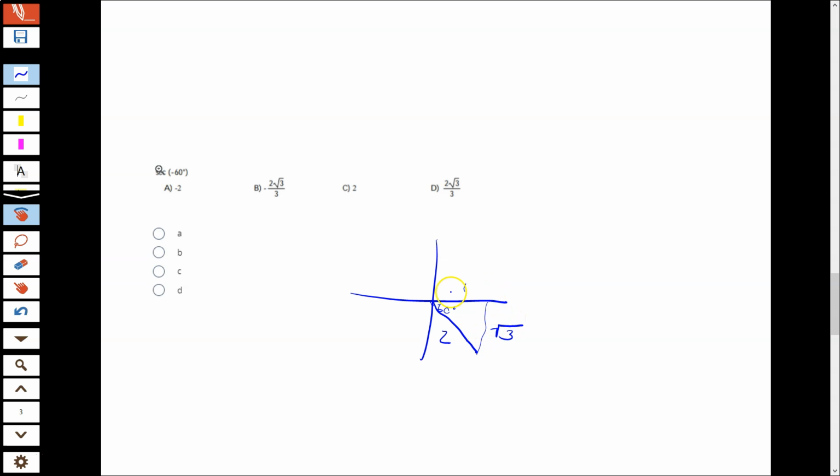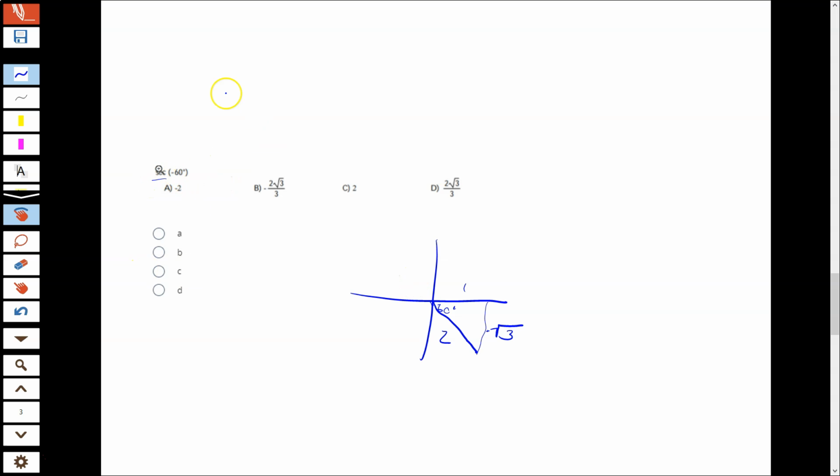Now, the signs here matter, right? So I'm to the right of the origin, so my 1 is positive, but I'm below the origin, so my square root 3 is negative. Okay, so the first step here is to draw our reference triangle.